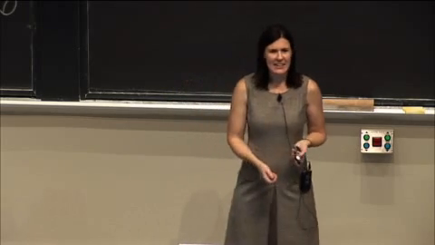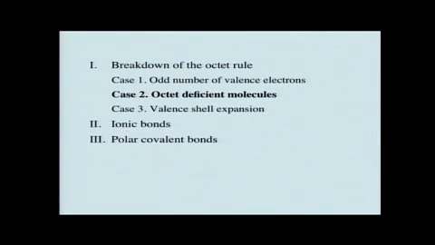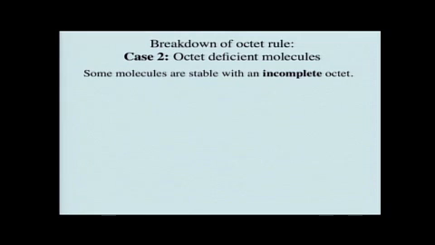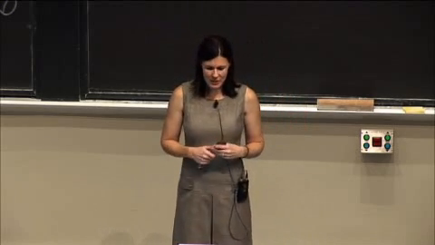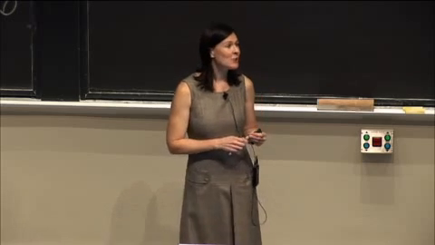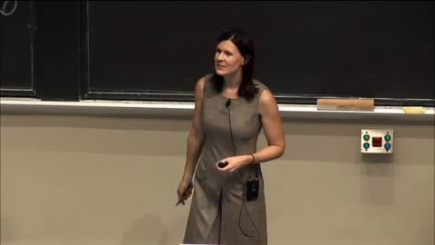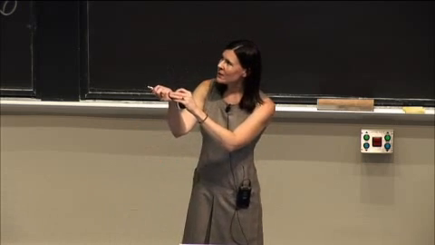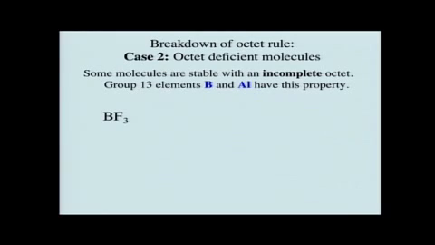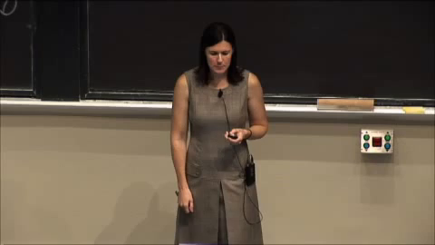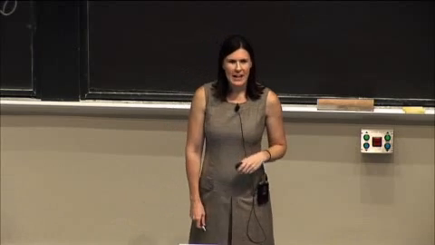All right, the second case of exceptions to the octet rule are when we have octet-deficient molecules. So basically, this means we're going to have a molecule that's stable even though it doesn't have a complete octet. And these tend to happen almost exclusively in group 13 molecules, specifically with boron and aluminum. So anytime you see a Lewis structure with boron or aluminum, you want to just remember that I should look out to make sure that these might have an incomplete octet. So look out for that when you see those atoms. So let's look at BF3 as our example here.